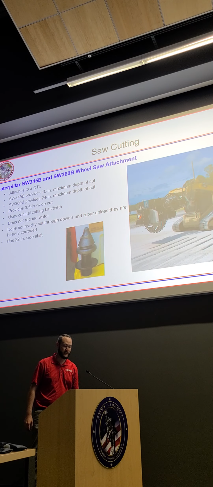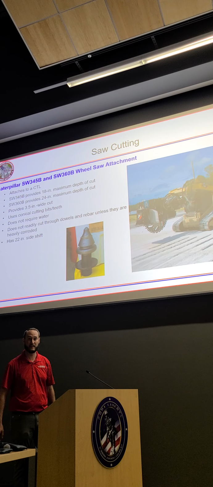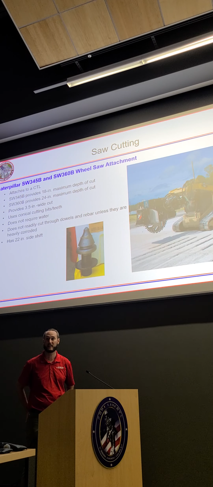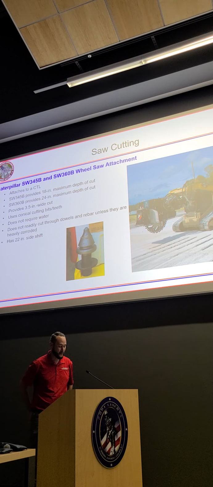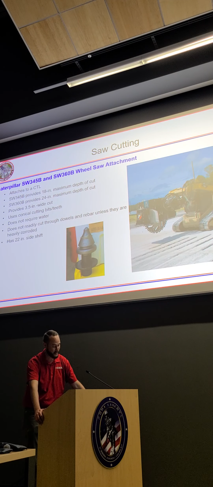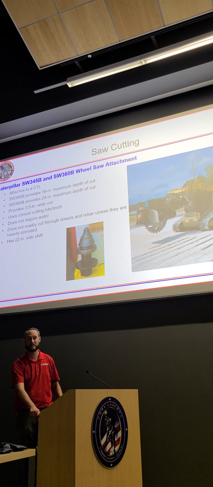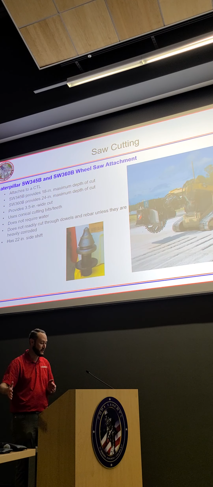We brought some extra bits. We're going to go through the process while we're training of how to change the bits out. Our techs are going to talk to you guys about that while we're out in the field. This presentation here is pretty high level. We're not getting into the nitty-gritty of what hydraulic flow rates we need and all those types of things. This particular saw, the rock saw or the wheel saw, we use those terms pretty much interchangeably, doesn't really cut through reinforcing material very well unless it's old and corroded. And this one does have a 22-inch side shift.